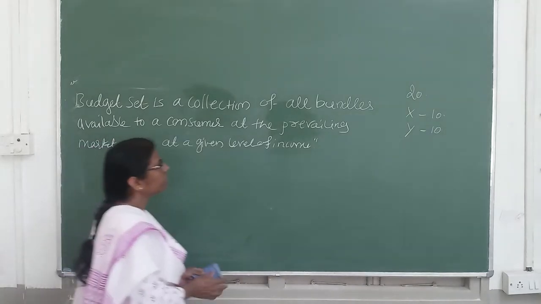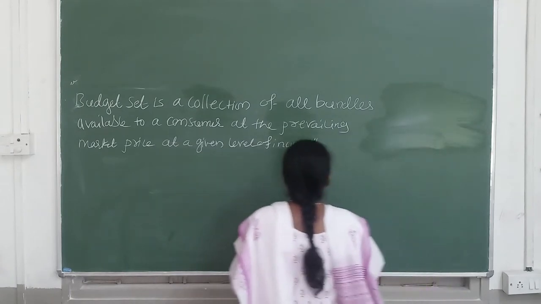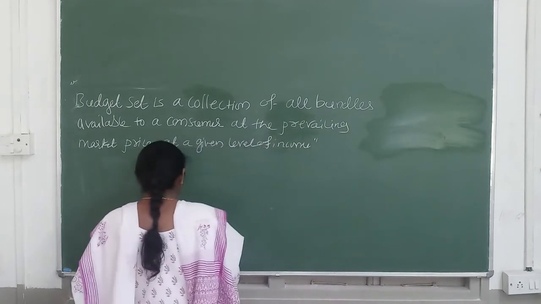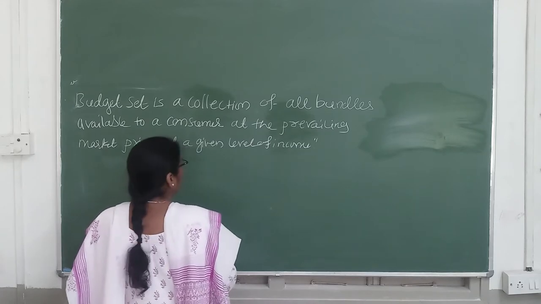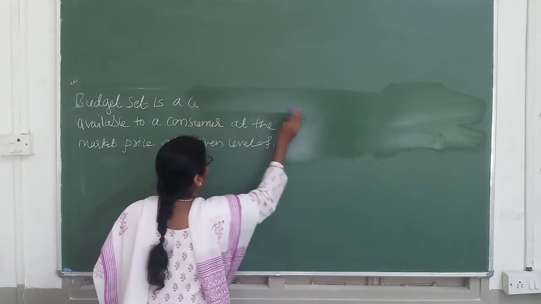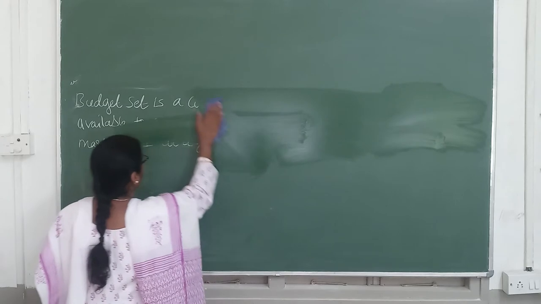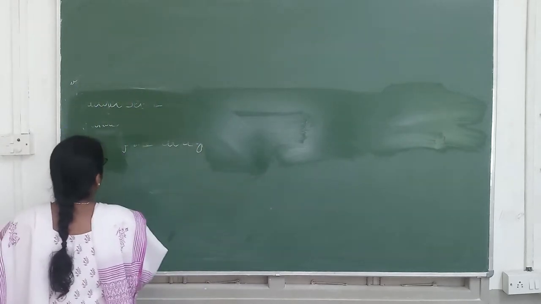Let us see here. That numerical example is very important. Always with numerical examples it is very easy to draw the budget line or whatever curves it may be.